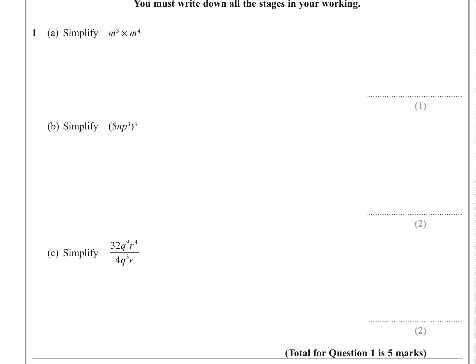Question 1. First of all, we've got to simplify m to the power 3, or m cubed, multiplied by m to the power 4. Well, in this case, we add the indexes here, or the indices, and that gives us m to the power 7.